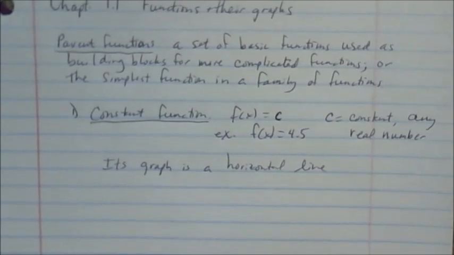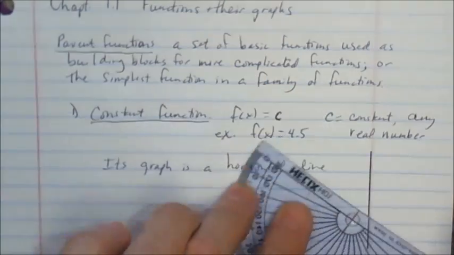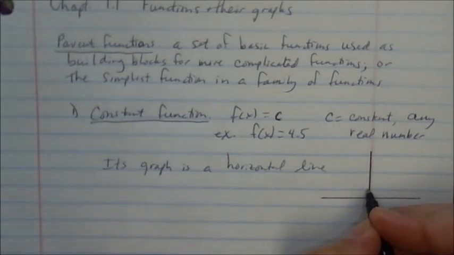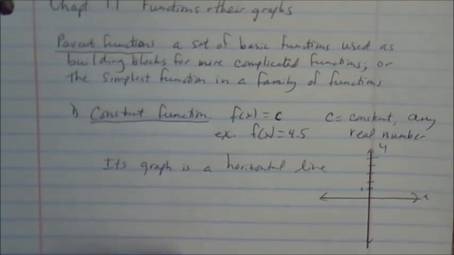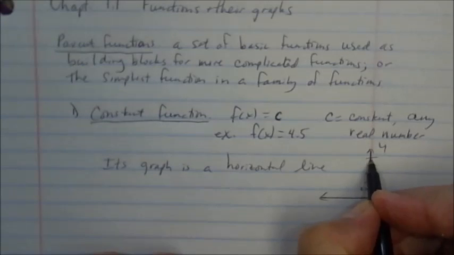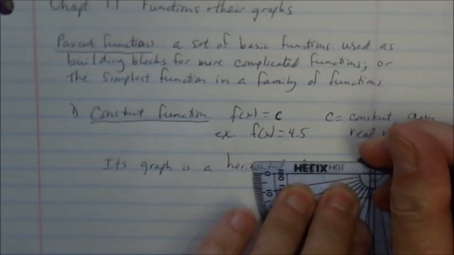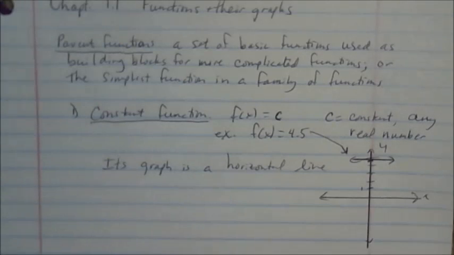So when we take a look at these different parent functions, we'll also look at a graph of it. So here's a set of x-y axes, and 1, 2, 3, 4, 5 on x and y. And if this is y equals 4.5, you go up to 1, 2, 3, 4.5. And the y-intercept is 4.5, and you can just draw a little horizontal line here. This is f of x is equal to 4.5.